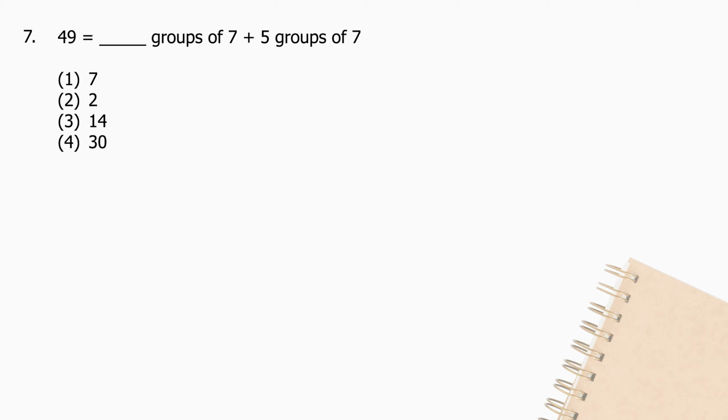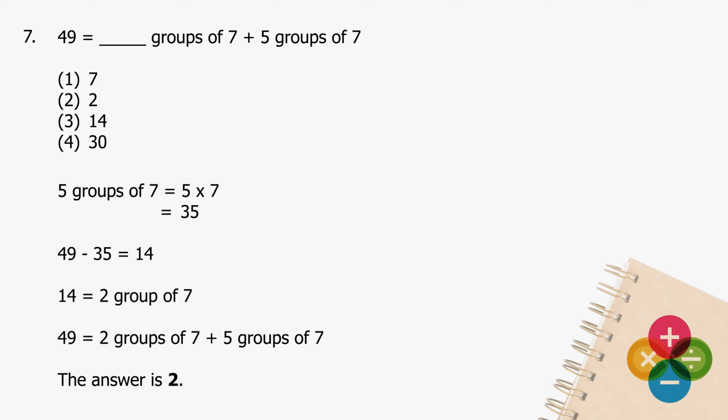Question 7. 49 is equal to missing number, groups of 7, plus 5 groups of 7. Five groups of 7 is equal to multiply 5 by 7, and the product is 35. Subtract 35 from 49, and the difference is 14. 14 is equal to 2 groups of 7. 49 is equal to 2 groups of 7 plus 5 groups of 7. The answer is 2.